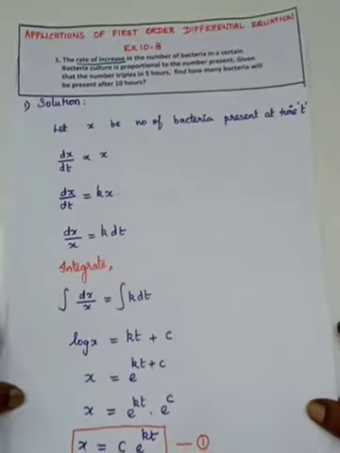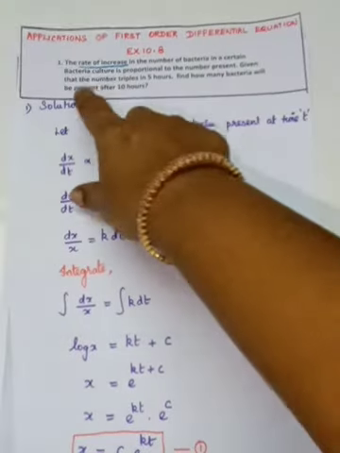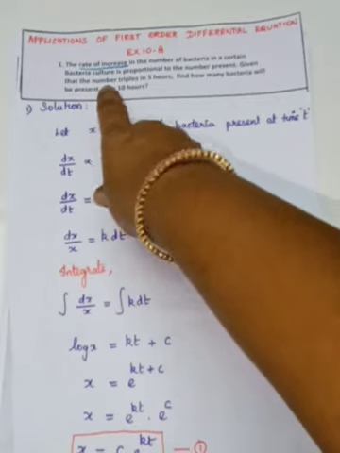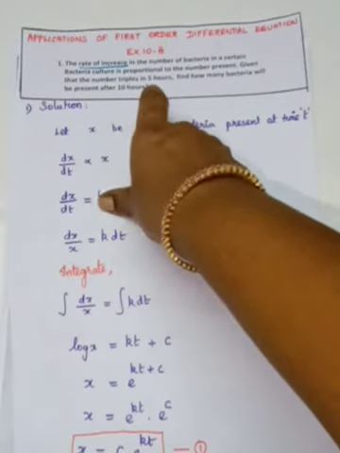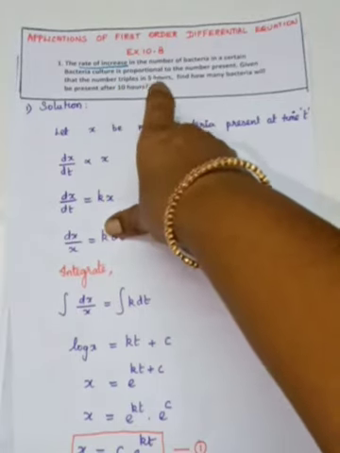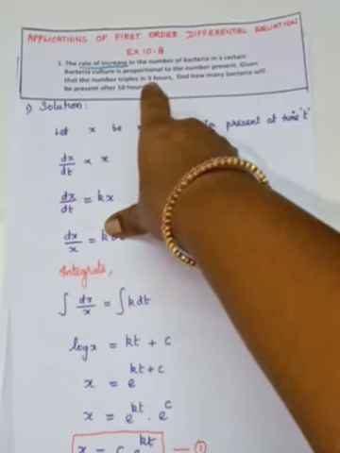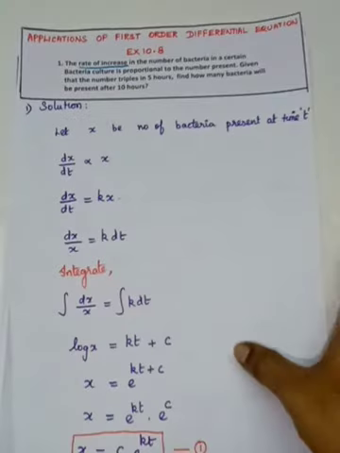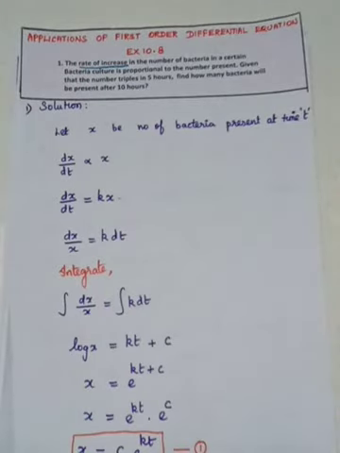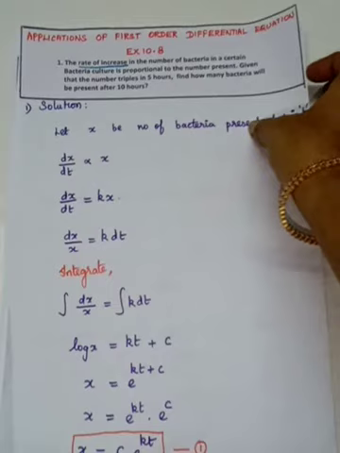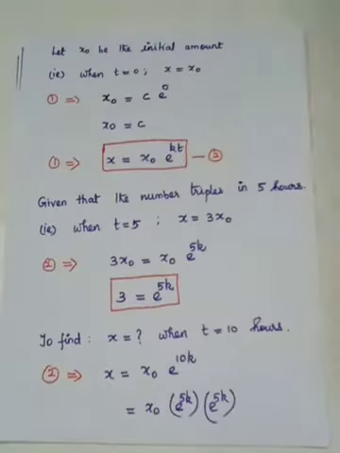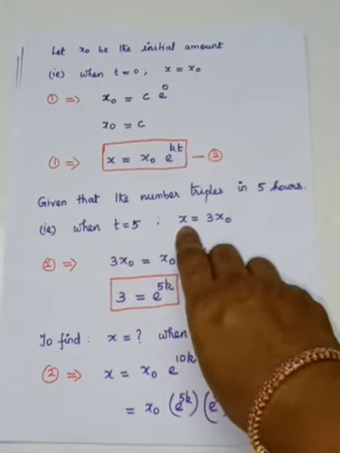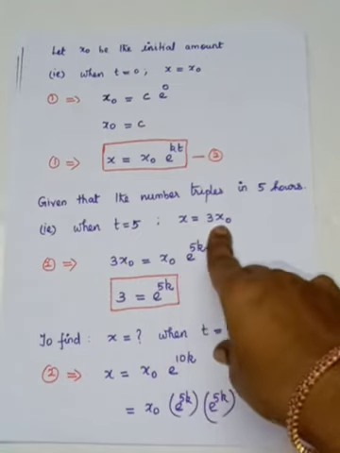You see the second sentence: given that the number of bacteria triples in 5 hours. So 5 hours is the time. So when t is equal to 5 hours, the number of bacteria triples. Triples means the initial amount will triple. What is the initial amount? It is x naught. So when t is equal to 5, the number of bacteria is equal to 3x naught.